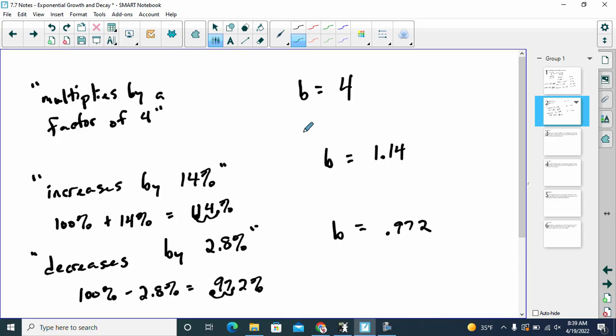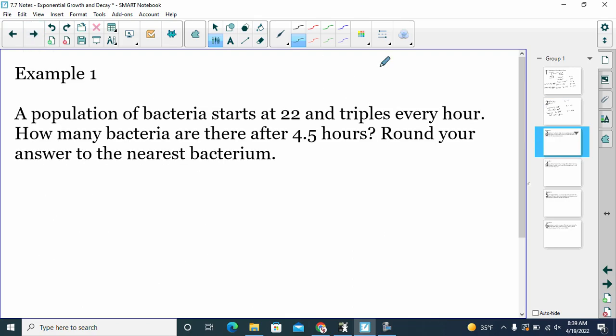Let's go ahead and start taking a look at what these story problems will look like. Example 1 says that we have a population of bacteria, and it starts at 22 and then triples every hour. It's kind of gross. Population of bacteria starts at 22, triples every hour. We need to find how many bacteria there are after 4.5 hours.